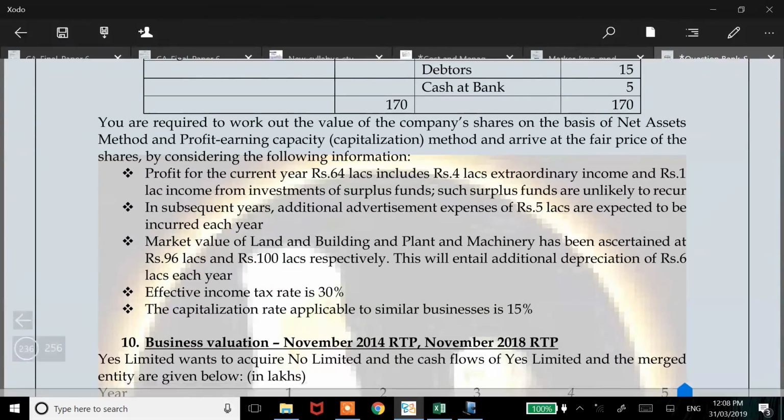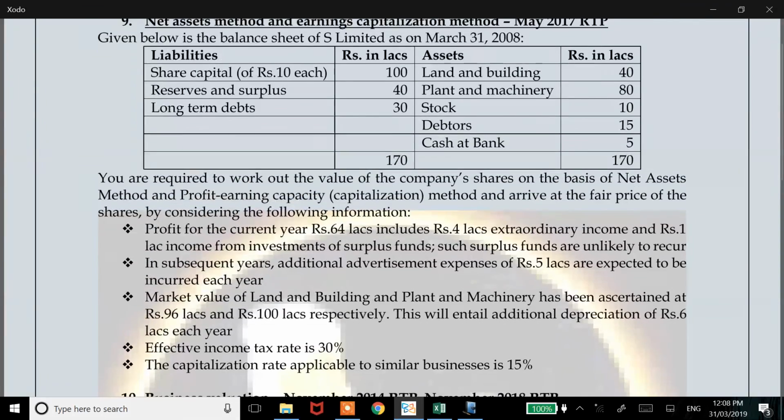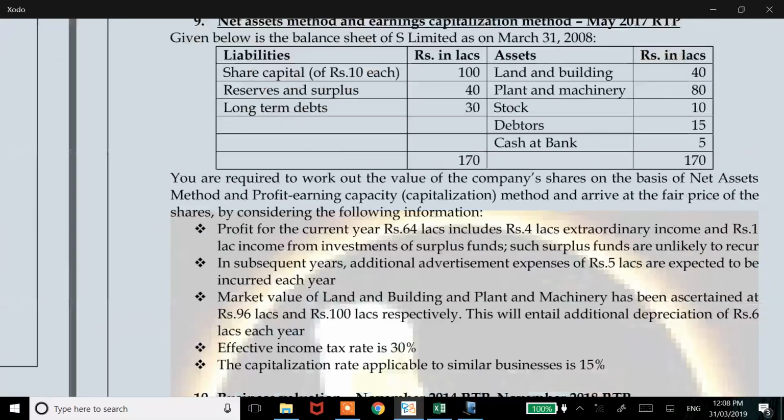Okay, let's do one problem on net assets method. Go through question 9.